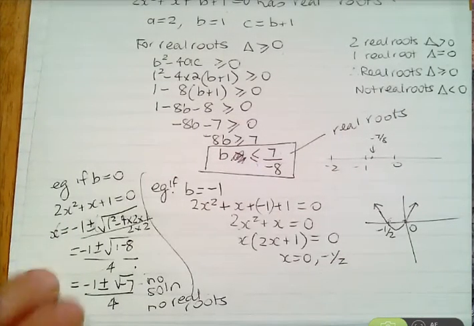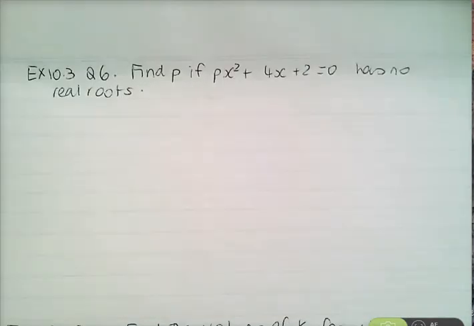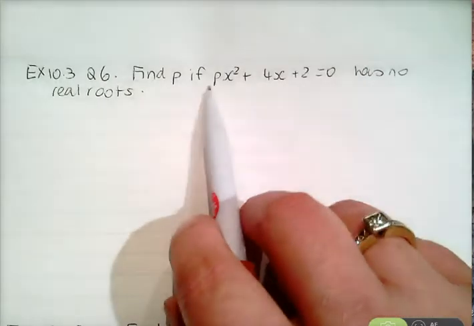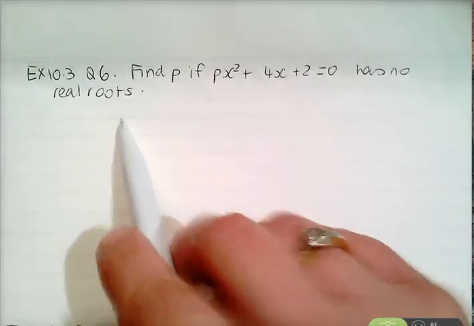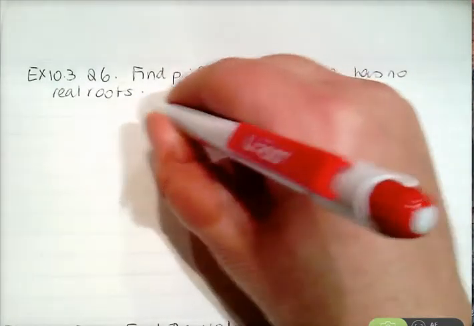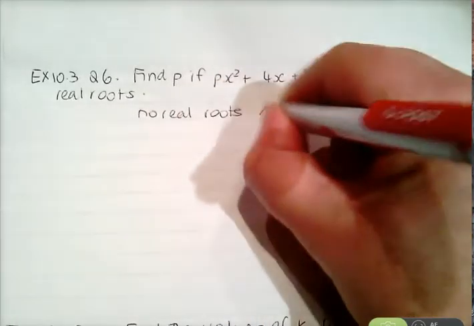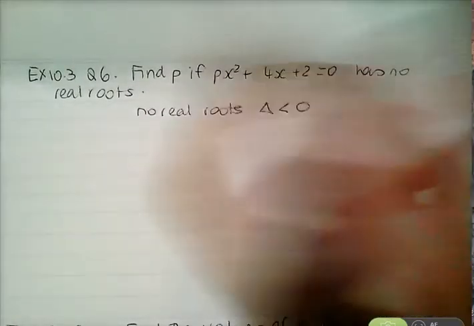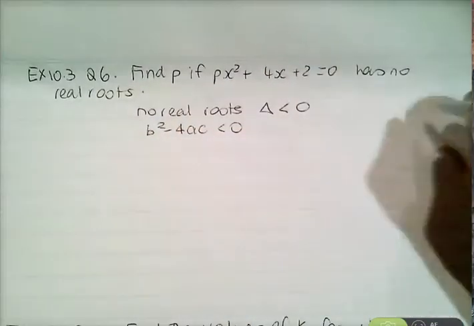We're now going to look at exercise 10.3, question 6. The question is to find p if this equation, px squared plus 4x plus 2 equals 0, has no real roots. Now, for no real roots, we know that the discriminant is less than 0. So that means that b squared minus 4ac is less than 0.